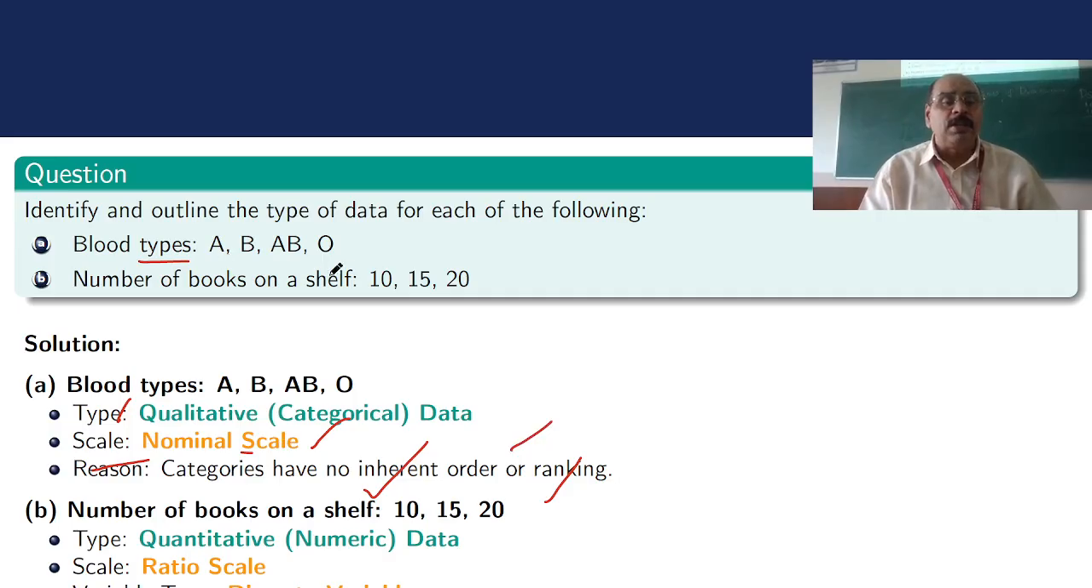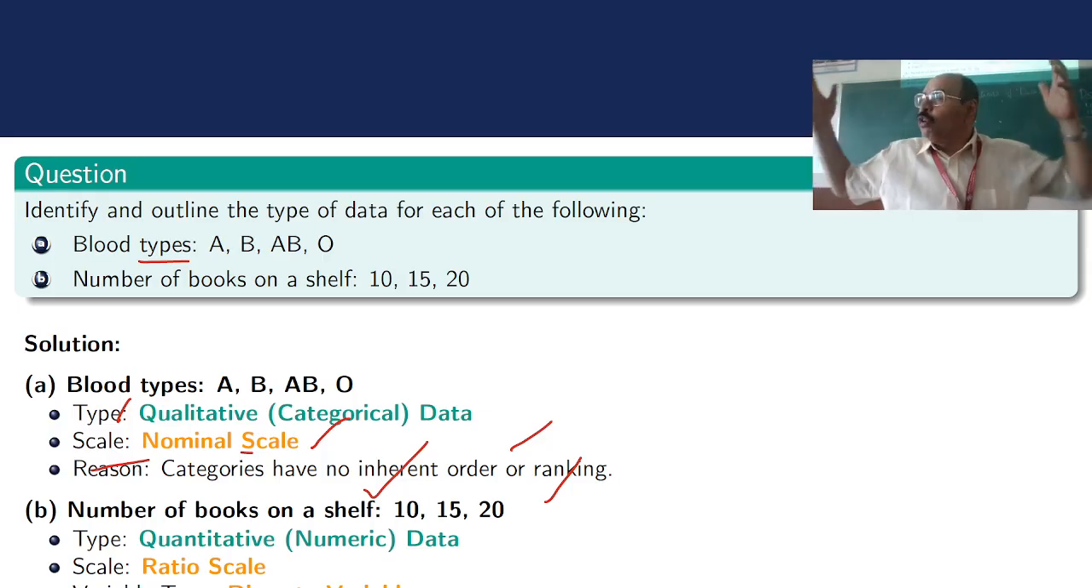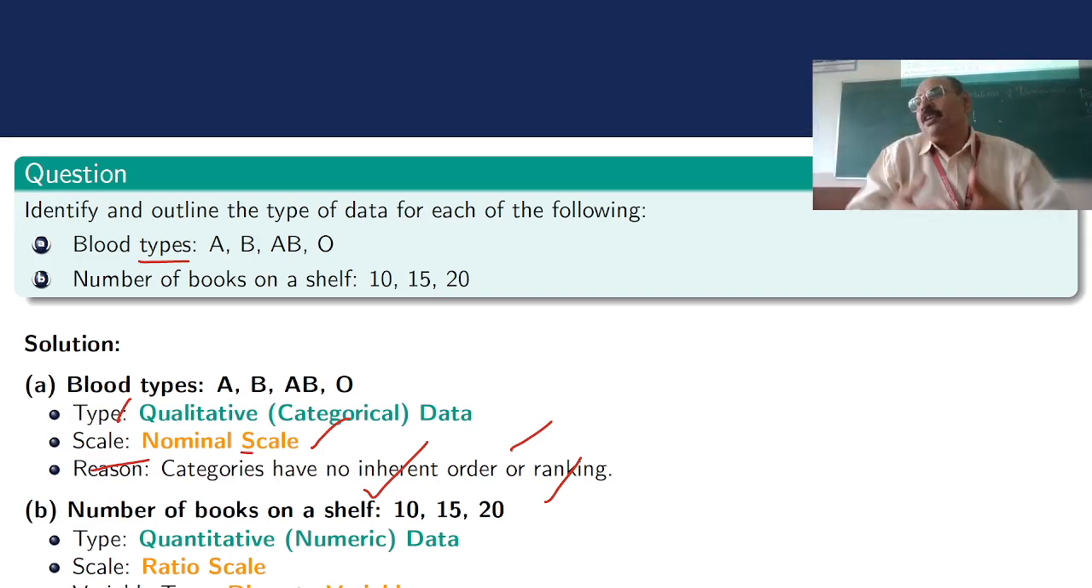Here this is numerical: number of books on the shelf. Here you can give a ranking. In one shelf there is a greater number of books, in another shelf there is a smaller number of books. So there is ranking here. But when you compare that with the blood groups, you don't have any ranking with that. Right?